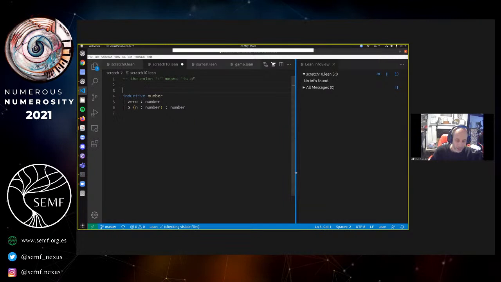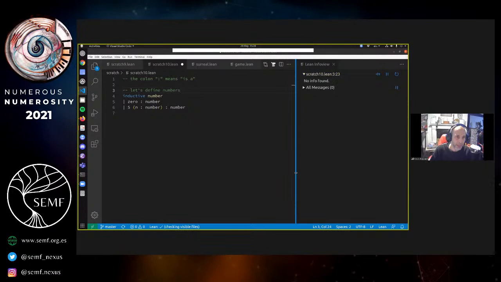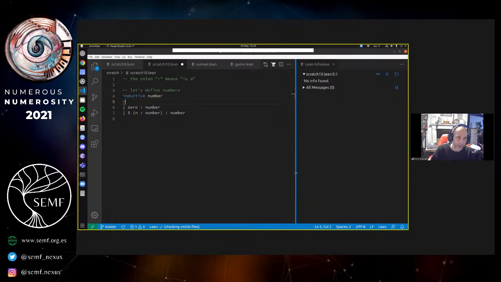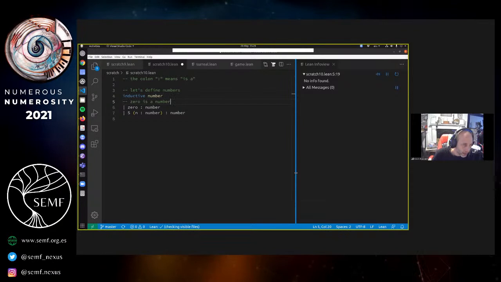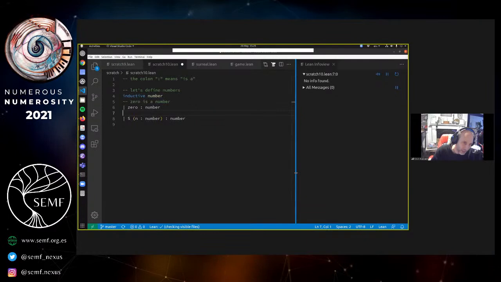So inductive number means let's define numbers there. And this first line here, zero number, means zero is a number. We're postulating that as a definition. And then this thing here is an issue with word order. This says if n is a number, then s of n is a number.